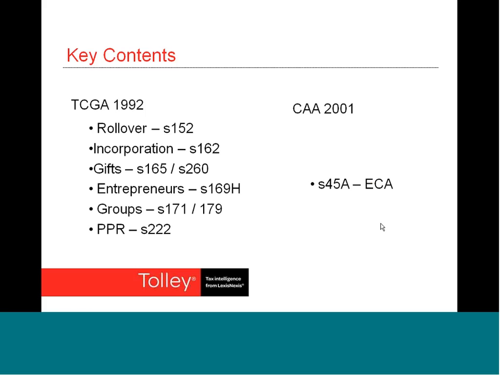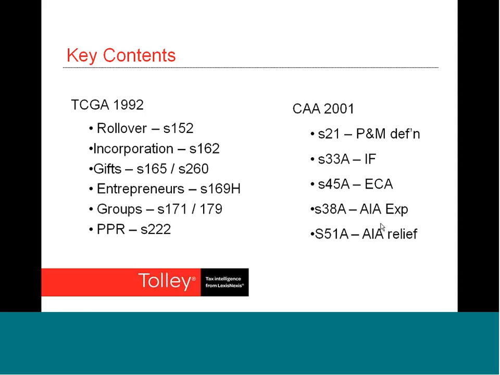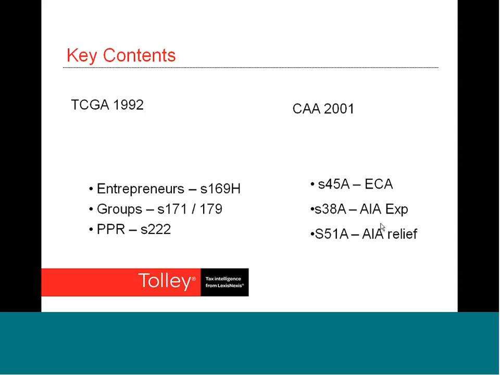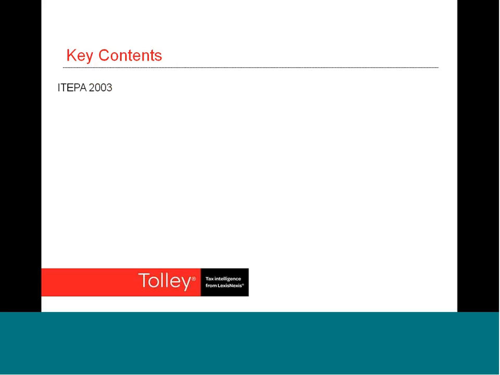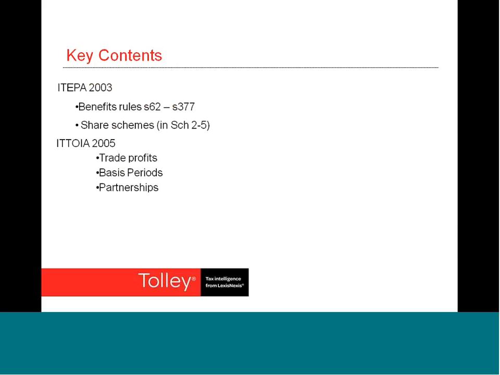Then in your Capital Allowances Act, there's various bits and pieces that you'll want to have highlighted, so the definition of plant and machinery in particular. Other key contents, of course, in a TIPA, you're going to want to have your benefits legislation highlighted, and definitely share schemes, conditions, etc. for share schemes. In a TOIA, of course, we're looking at our trading income, and then in the Income Taxes Act, we're looking at things that affect the calculation of income tax, so losses, EIS, VCT, that sort of thing.